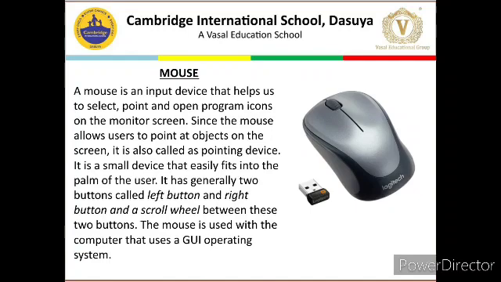It generally has two buttons called the left button and the right button, and a scroll wheel between these two buttons. Sometimes the mouse comes with three buttons: left button, right button, and a center button instead of a scroll wheel. The mouse is used with computers that use a GUI operating system. We'll discuss this GUI, graphical user interface, in our next session.